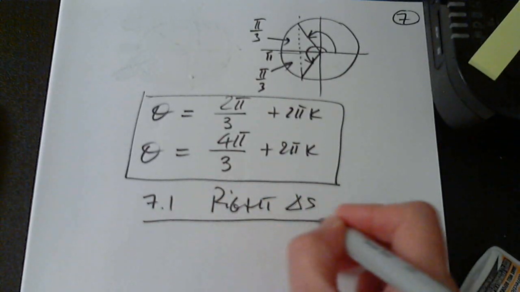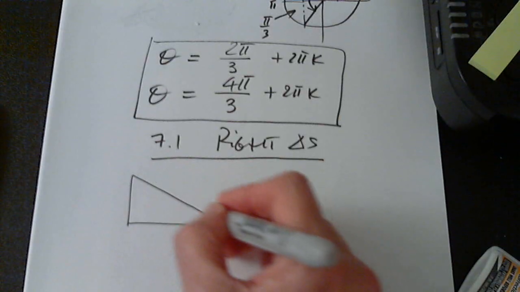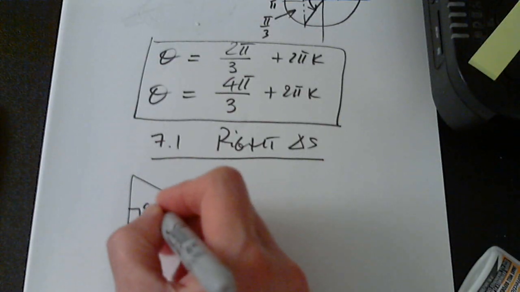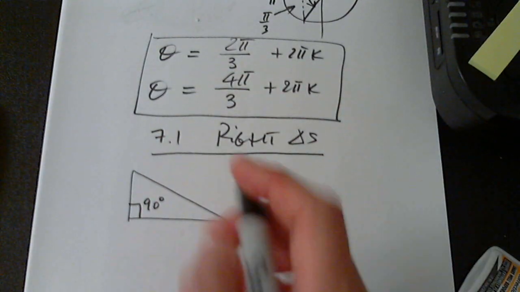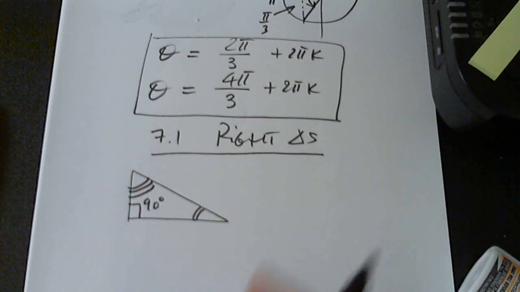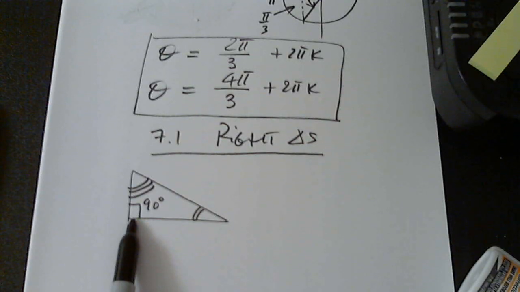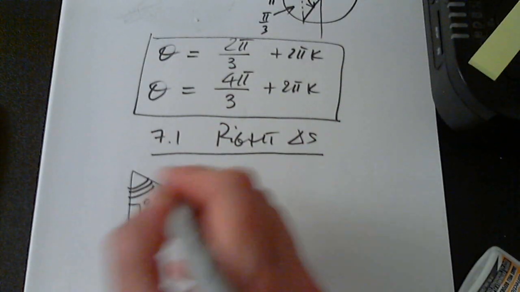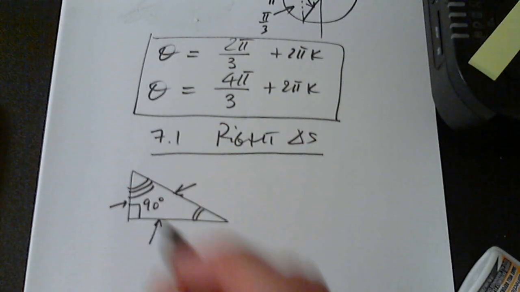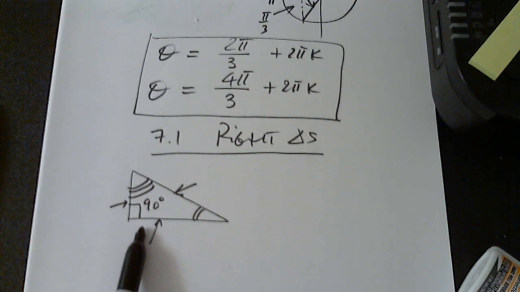As we know, a right triangle has two acute angles and a 90-degree angle. So this is an angle and this is another angle. These are the acute angles. This is the right angle. This is the hypotenuse, and these are the legs. The two legs form the right angle, of course.